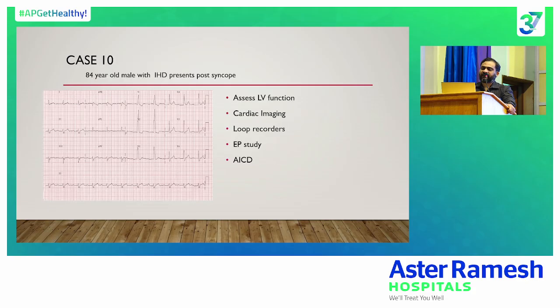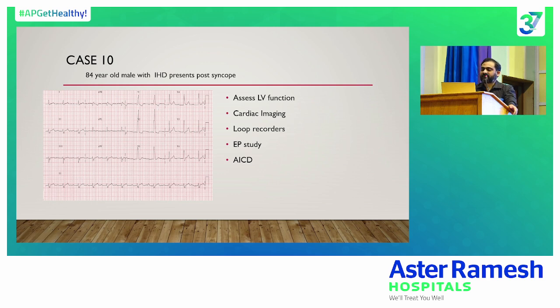And finally, we have an elderly male who has a history of ischemic heart disease, now presents with syncope. We don't know. The ECG shows just some right bundle branch block pattern with left axis deviation. We are not sure, it's a trifascicular block. We are not sure what is the cause, whether it is a bradyarrhythmia or a tachyarrhythmia.